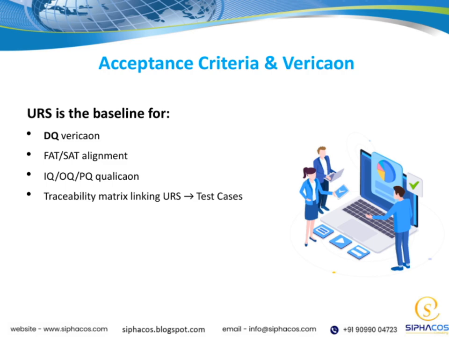Another key aspect is the traceability matrix, which links the URS directly to our test cases. This ensures that every requirement is accounted for and tested thoroughly. Finally, the URS helps define acceptance criteria and verification standards, giving us clear benchmarks to determine whether the system is ready for validation and ultimately for use.